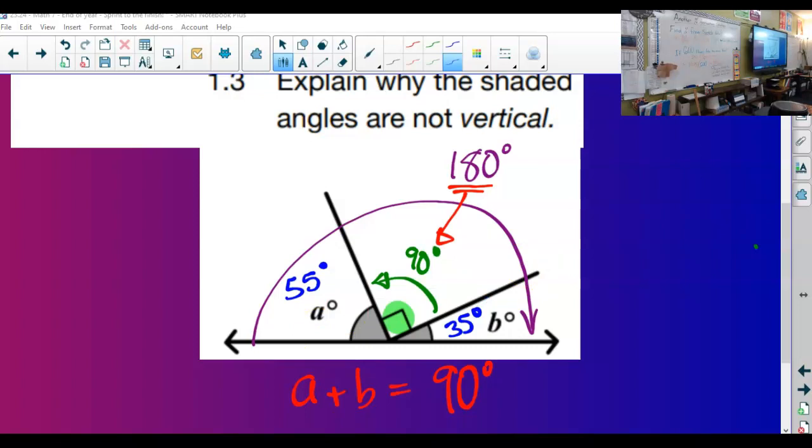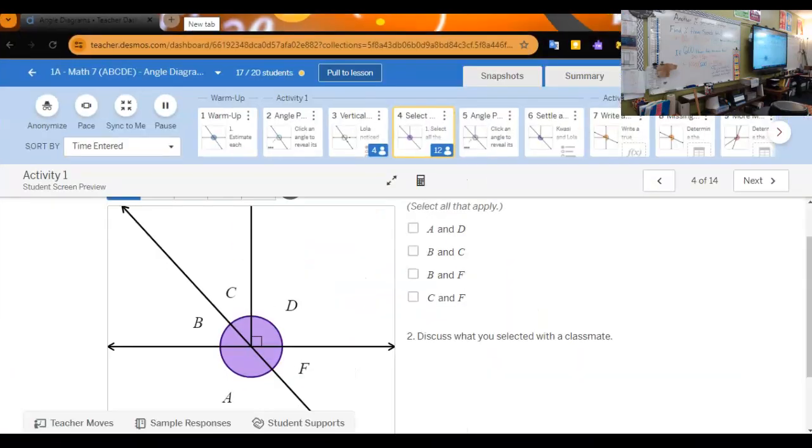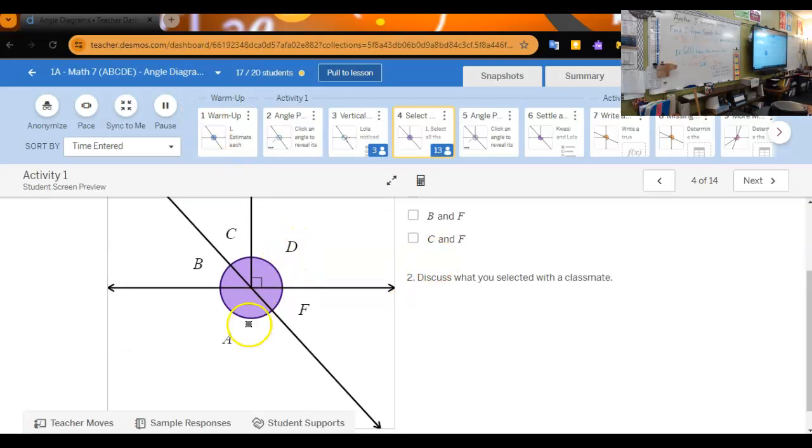So everybody move on to slide 4 now. We need to select all pairs of vertical angles. But vertical angles have to be opposite each other and equal. So even though D and A are opposite each other, do D and A even look close to equal? No.